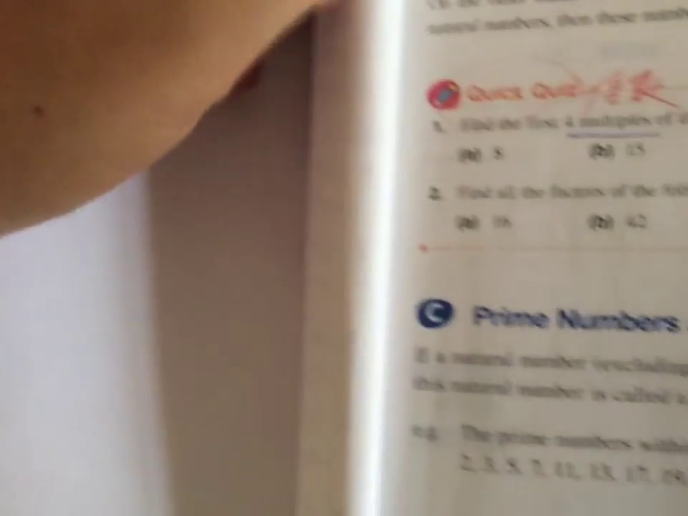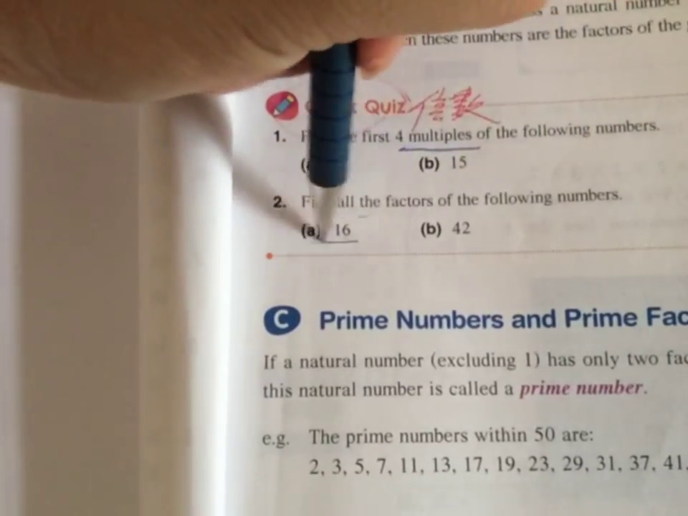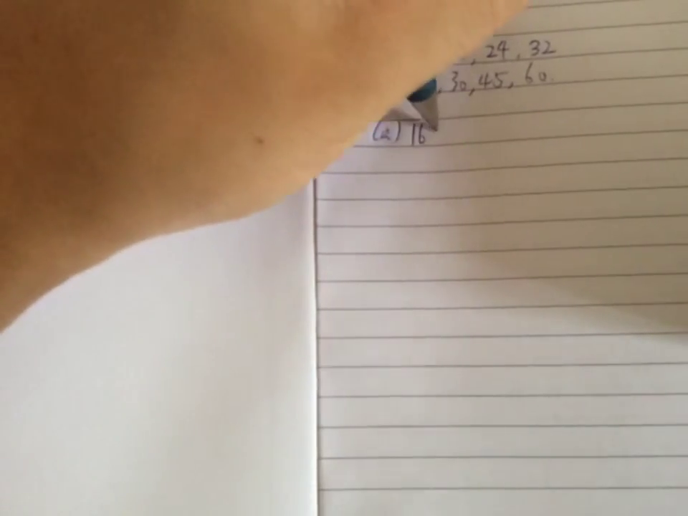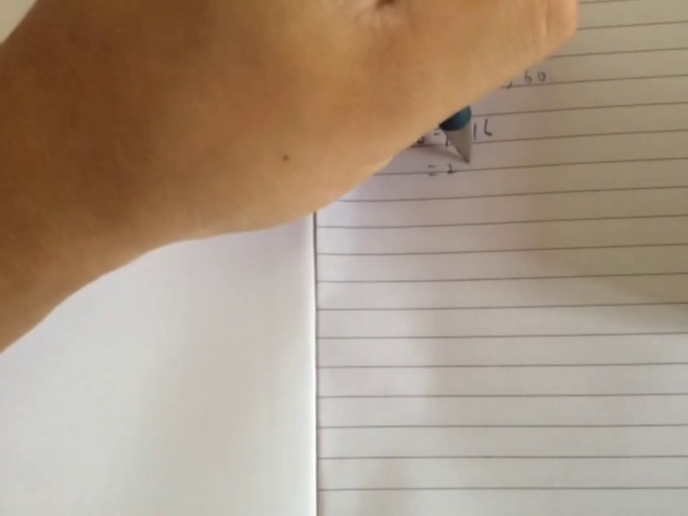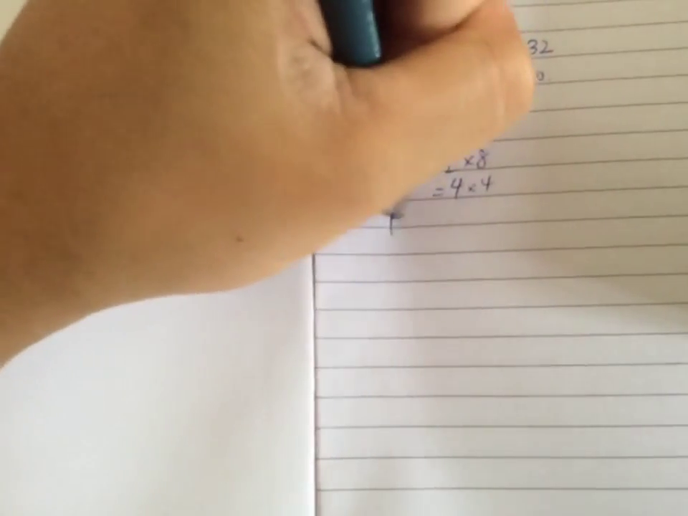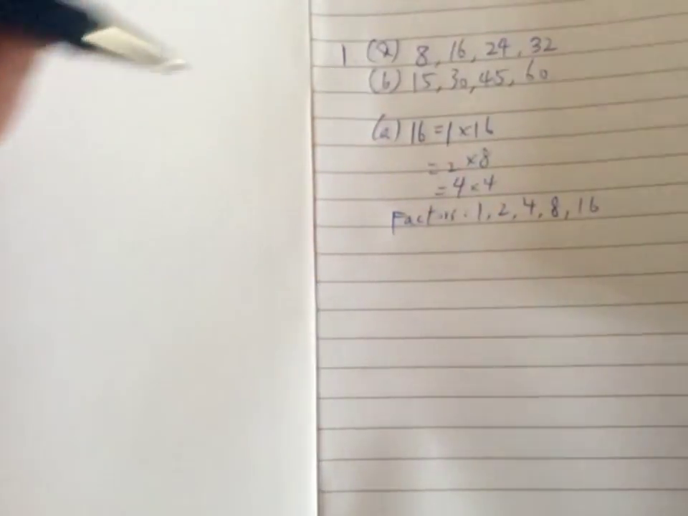Okay, this is the quick quiz first one. The second one: find all factors of the following numbers, 16 and 42. 16 is 1 times 16, 2 times 8, 4 times 4. So the factors are 1, 2, 4, 8, and 16.